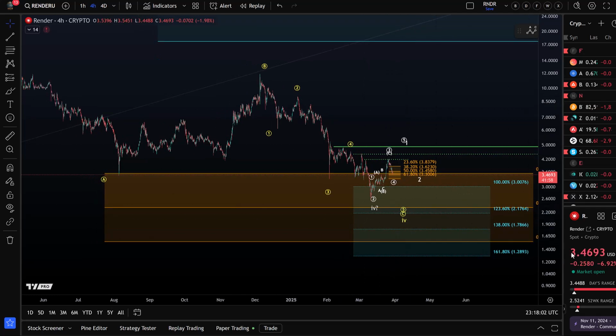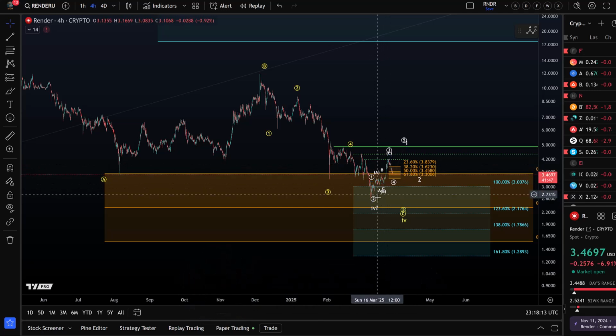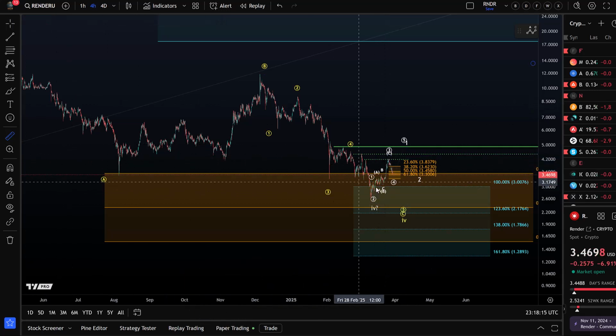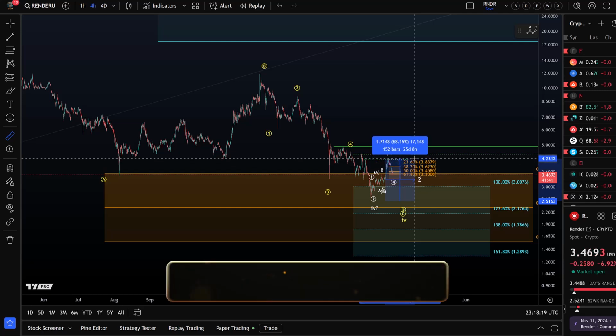The Render chart is currently correcting. It's holding still quite well, especially compared to some other cryptocurrencies. And I'm talking about the rally that occurred from the March low. Okay, that was quite substantial. The market moved up roundabout, we talk about 60 to 70%.